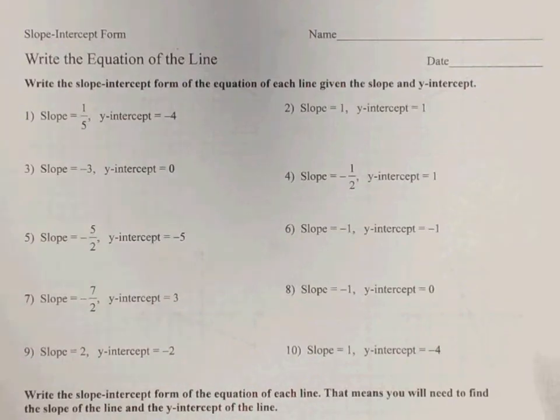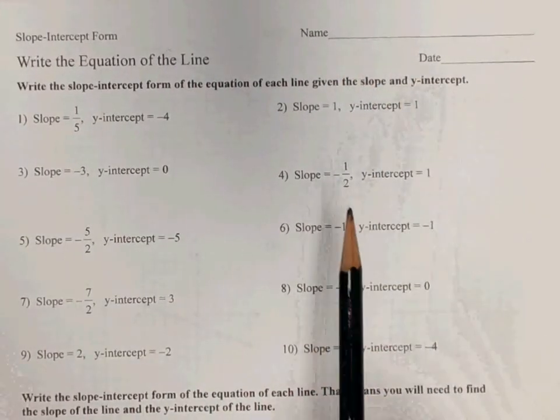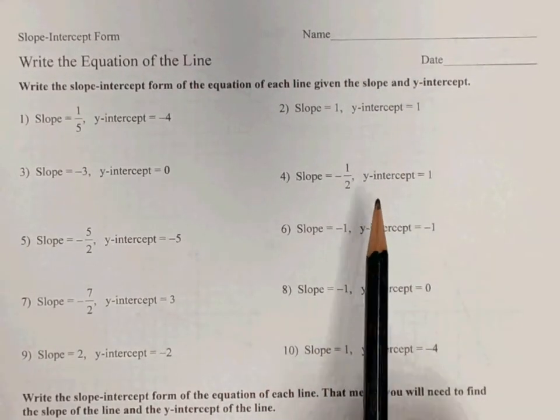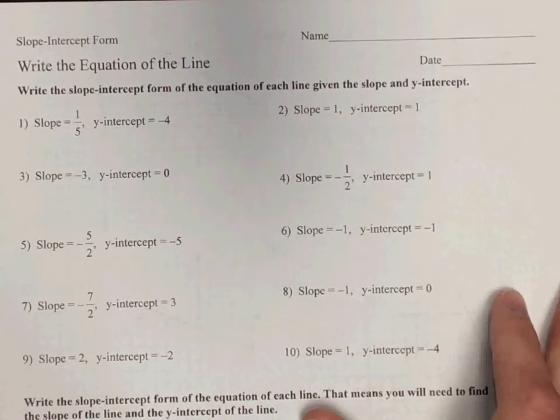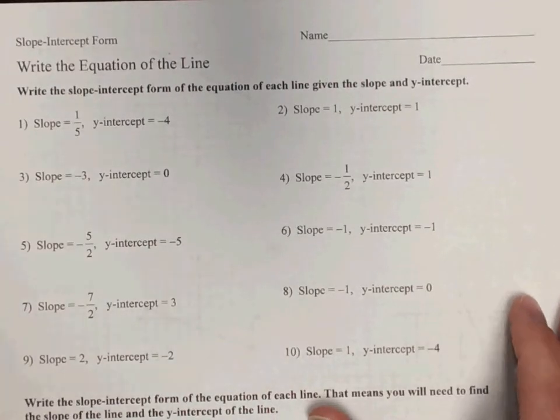Okay, so today we have an extremely easy assignment. First of all, you can put your name at the top and whatever the date is. And then we're going to be doing slope-intercept form. That means you only have to know two things for this lesson, the slope and the y-intercept.